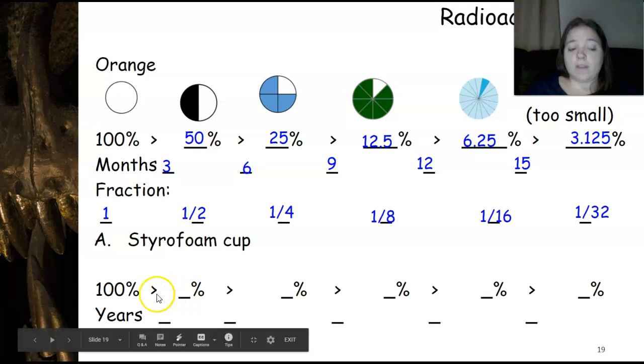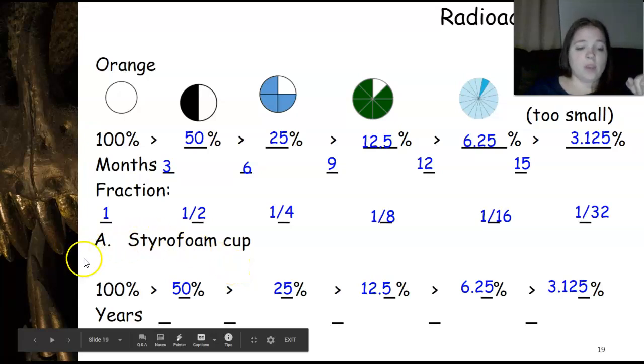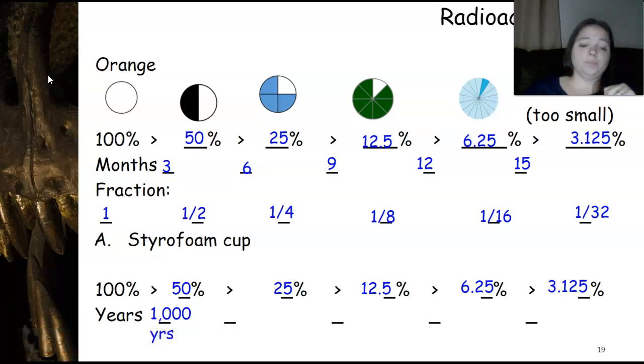And in the top part, percent form, I'm starting with 100% of that styrofoam cup. I left it out. Half-life goes by. I'm left with 50%. Another half-life, 25, 12.5, 6.25, 3.125. Well, how many years would that be? Well, it takes 1,000 years for one half-life to go by.